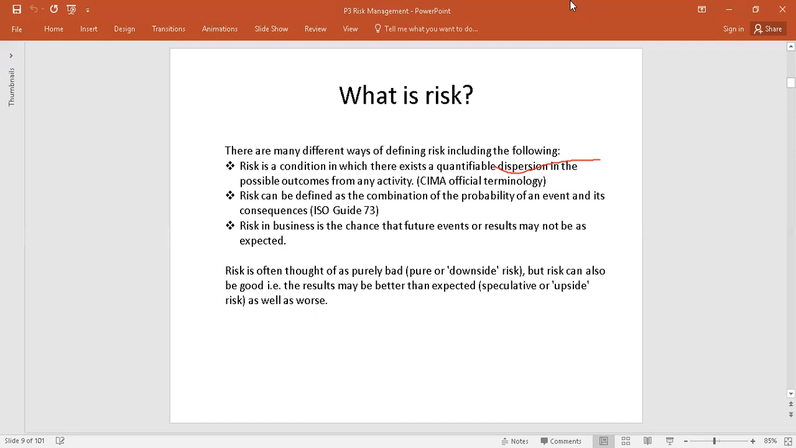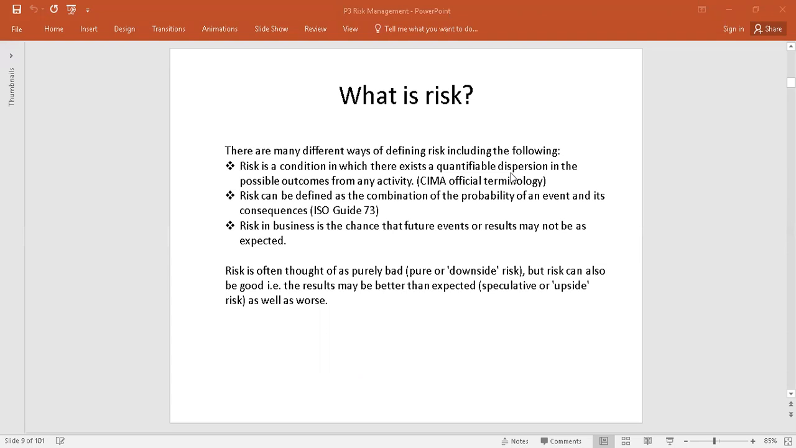Then there are definitions given by different accounting bodies about what is risk. There's one definition by CIMA official terminology: a condition in which there exists a quantifiable dispersion. Dispersion is variation, how far the variables are scattered or dispersed, plotted away from the average value. Quantifiable dispersion in the possible outcomes from any activity. That's the explanation given by CIMA official terminology.